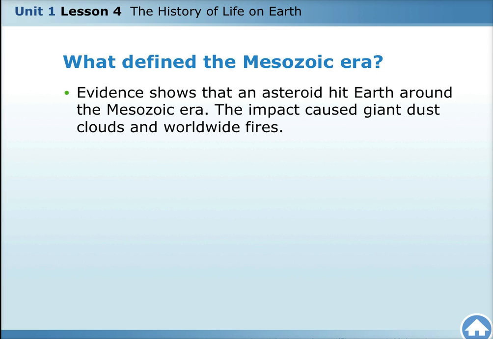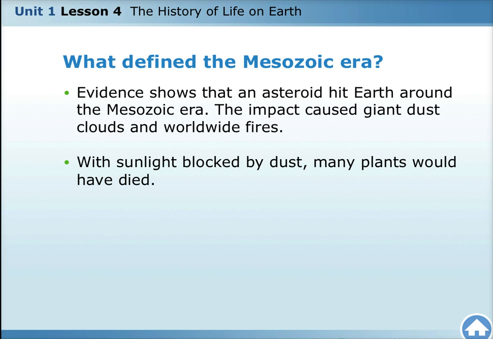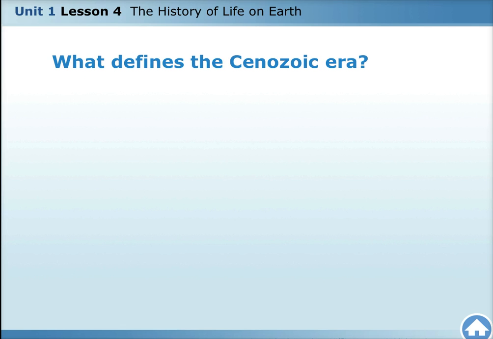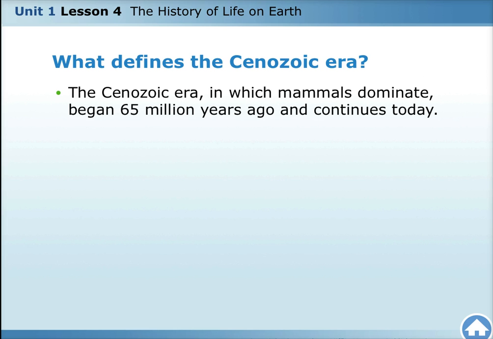This impact caused giant dust clouds and worldwide fires. With the sunlight blocked by dust, many plants would have died. Without plants, plant-eating dinosaurs would have died, along with meat-eating dinosaurs that ate the other dinosaurs. So what defines the Cenozoic era on page 47 in your text? The Cenozoic era, in which mammals dominate, began 65 million years ago and continues today.